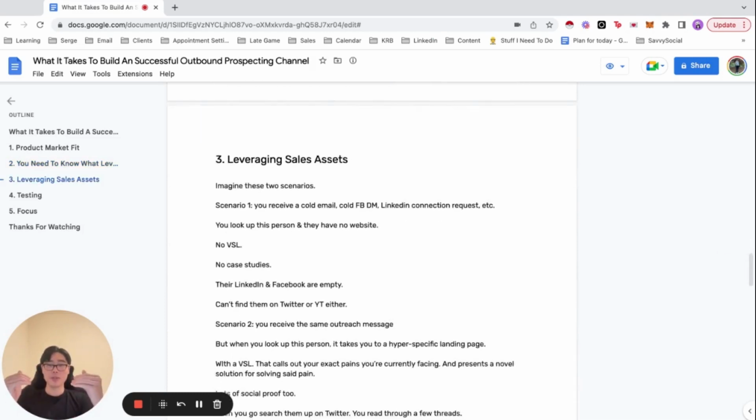Now, imagine these 2 scenarios. Scenario number 1, you receive a cold email, cold Facebook DM, LinkedIn connection request, etc. You go to look up this person and do a little bit of research, and they have no website, no video sales letter, no case studies. You look them up on LinkedIn and Facebook, their profiles are empty, and you can't find them on Twitter or YouTube either. If you can't find them anywhere online, then the only conclusion you can come to is that either number 1, they're a scam, or number 2, they're a complete beginner and they don't know what they're doing, right?